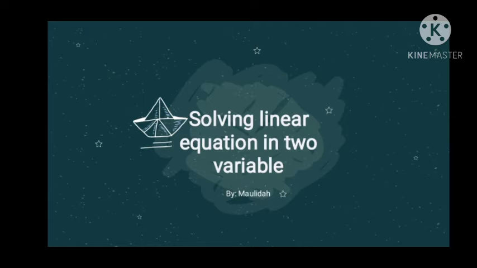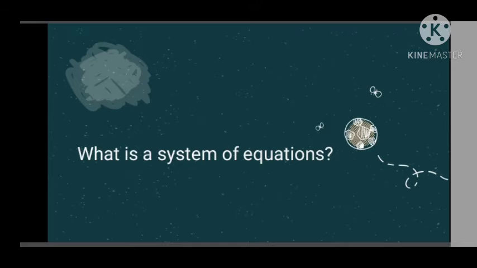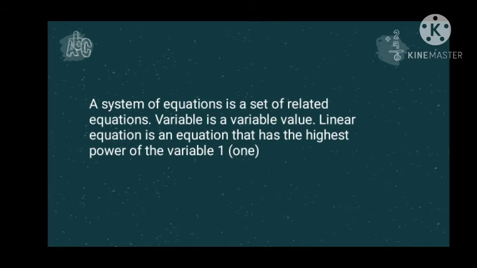Next, solving linear equations in two variables. Before getting into the material of two-variable linear equations, we discuss again the system of equations. What is a system of equations? A system of equations is a set of related equations. A variable is a value that varies. A linear equation is an equation whose variable has the highest power of 1.